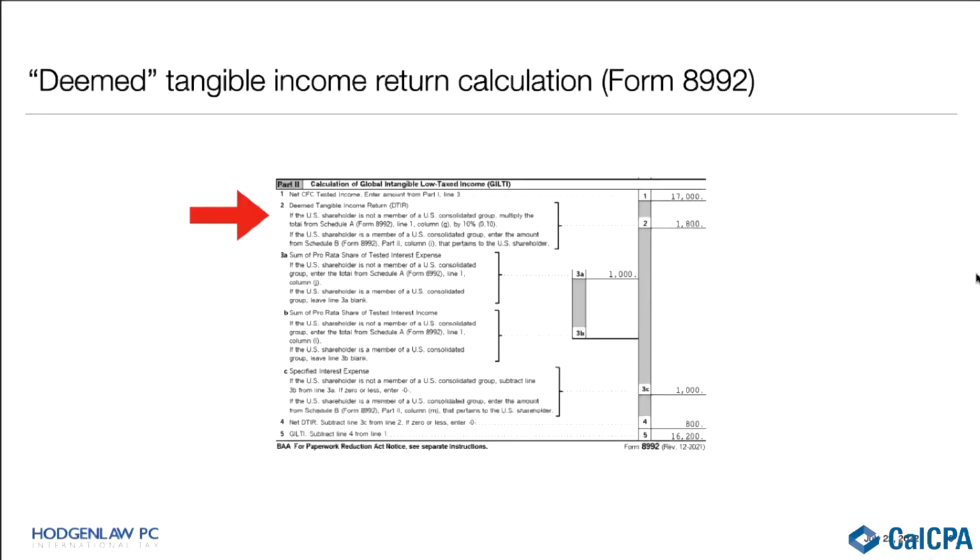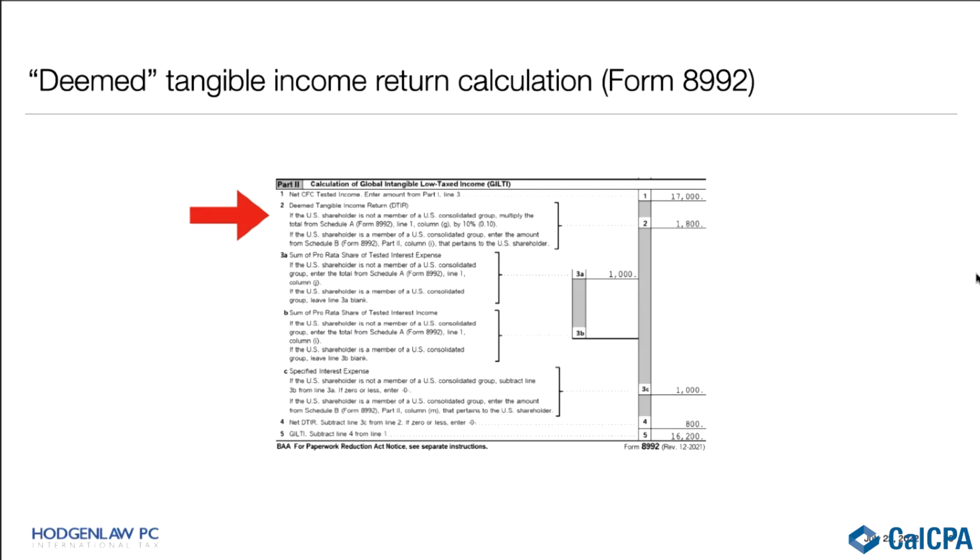Now, we've got $18,000 of QBAI. So this is the adjusted basis of depreciable assets calculated in a quarterly fashion. You see on line 2 here where the arrow is pointing, it says multiply that number by 10%, and we have a $1,800 number. Okay, so that is the tentative deemed tangible income return. So if nothing else was happening here, we would have an income inclusion for our taxpayer of $17,000 of net tested income, minus the $1,800, so it would be $15,200 of gross income inclusion on Form 1040.